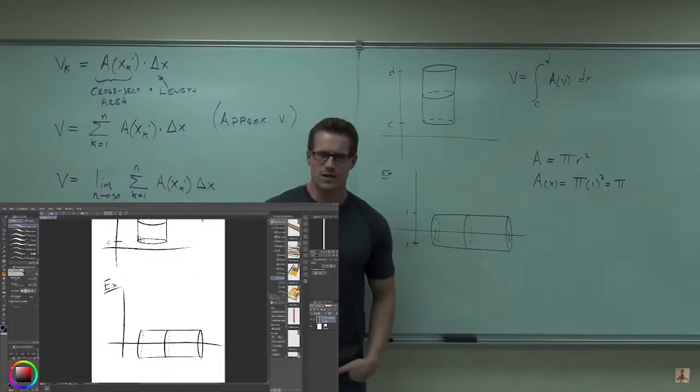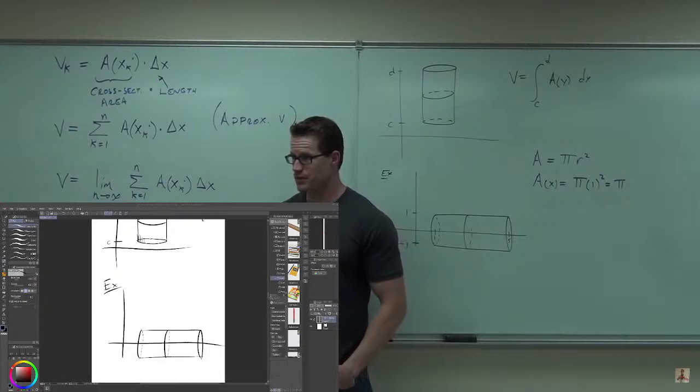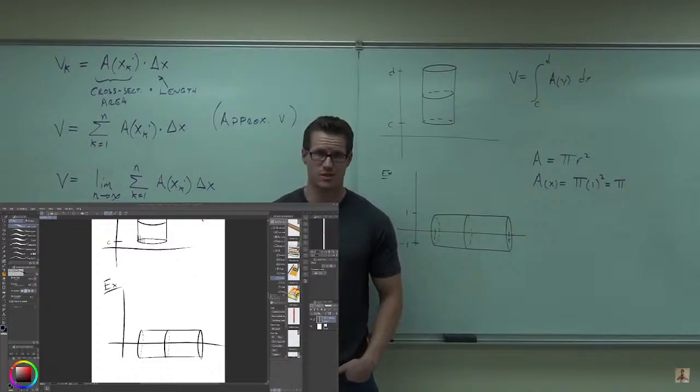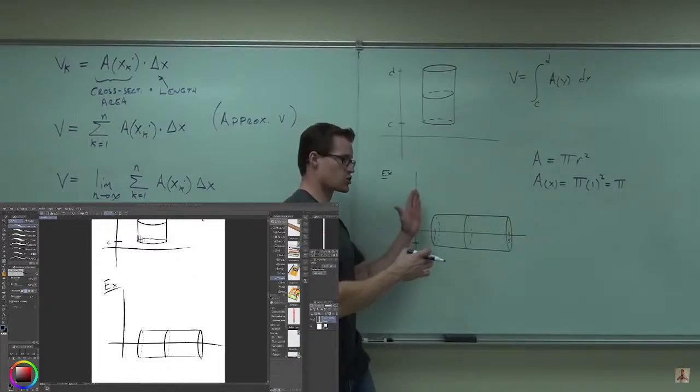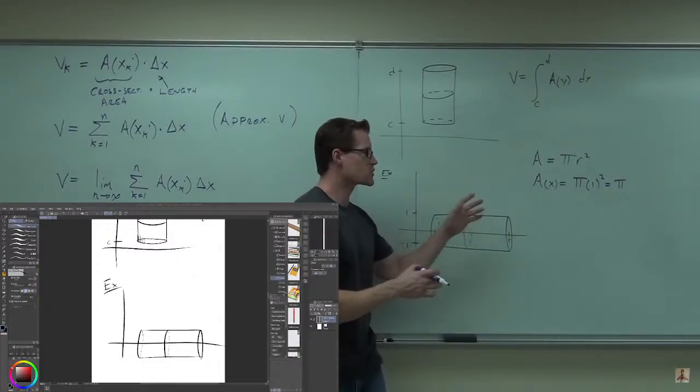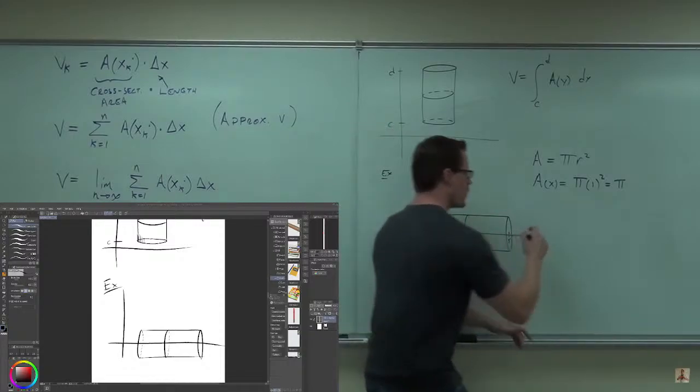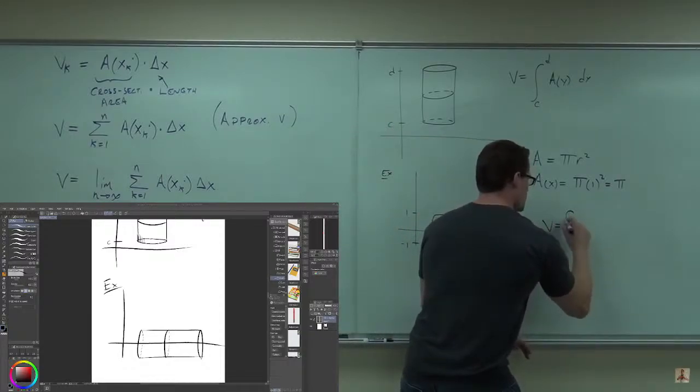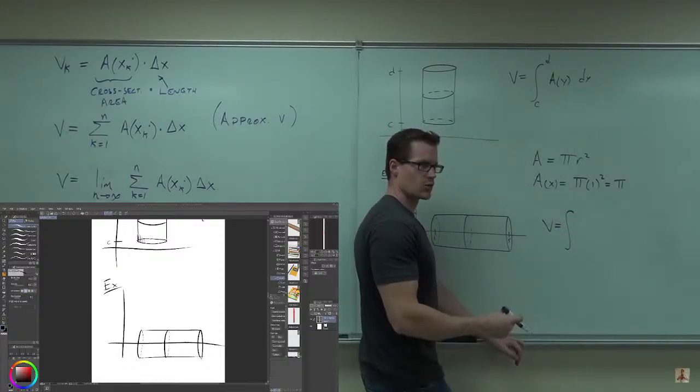Would you all agree that the cross-sectional area of this figure is simply pi? And it doesn't change. There's no x involved in it because it doesn't change. It says it's a constant. It's just circles stacked up right next to each other. So what our theory says here is that the volume should be equal to an integral from where it starts.